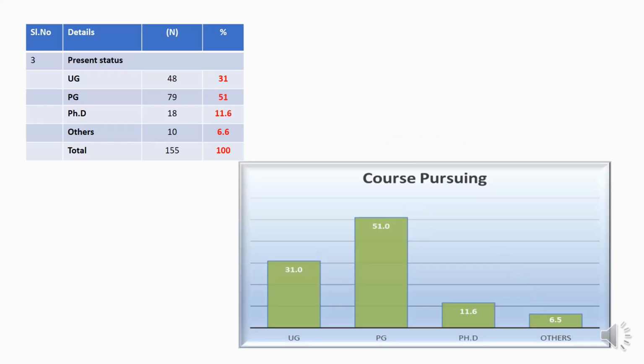Then moving ahead to the fourth slide, that is present status, which is basically what people are doing right now in their career. Here we can see that the highest number of people are from post-graduation.